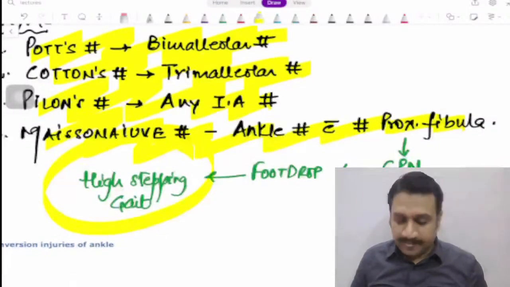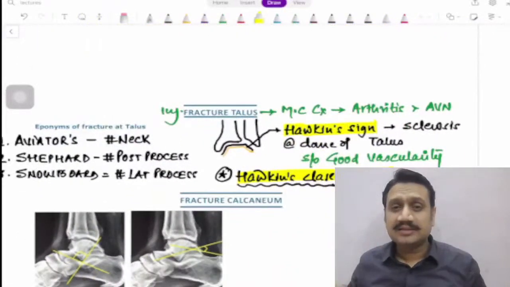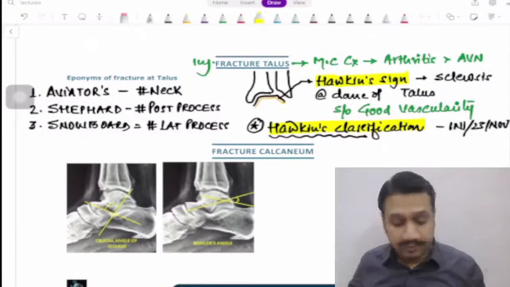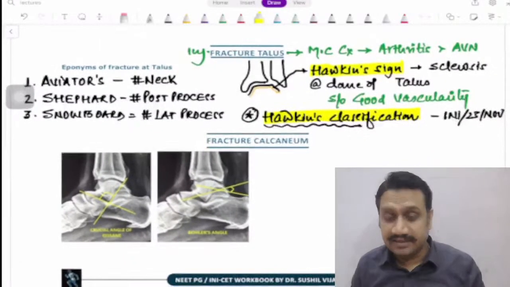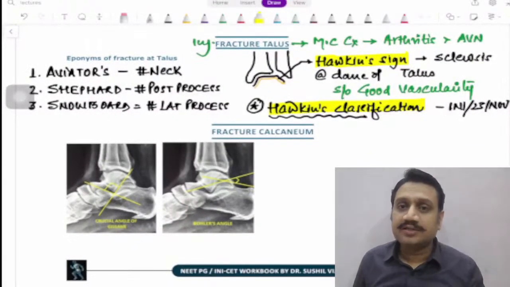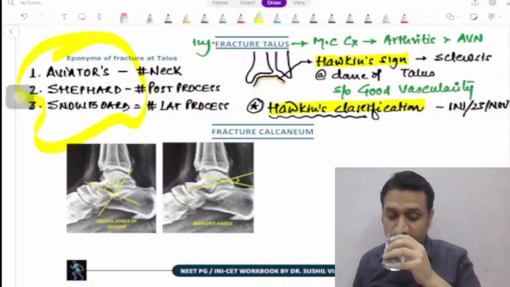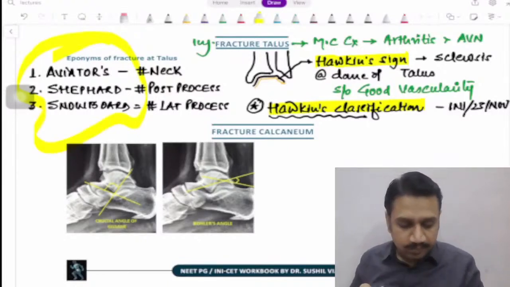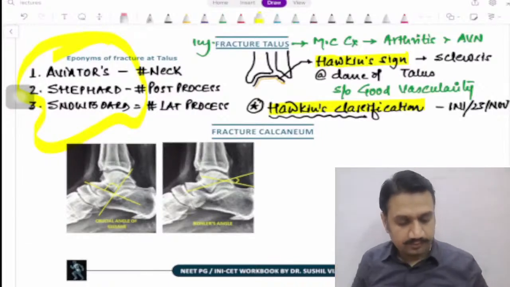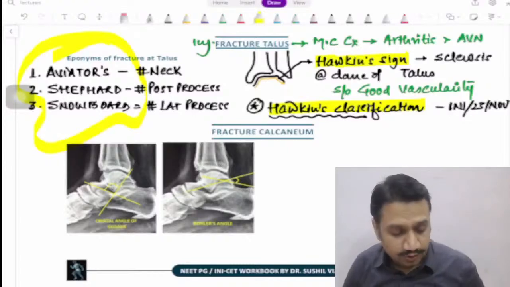Okay. Now see, this talus bone. Next one is the talus bone. Why is it important, talus? Because of its risk to get into the necrosis. Okay. Three eponyms I want you to remember from talus itself. One is aviator, there is a neck of talus. Shepherd is the posterior part of the talus, and the snowboard is the lateral process of talus. Fine. So these are aviators, shepherd, and the snowboard.